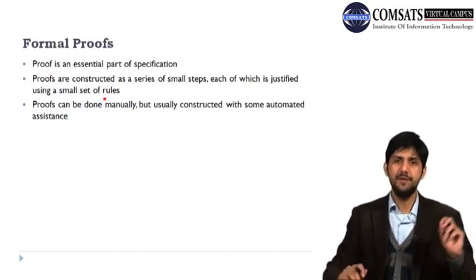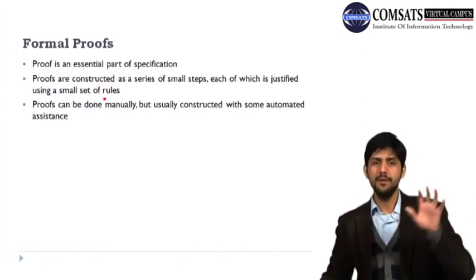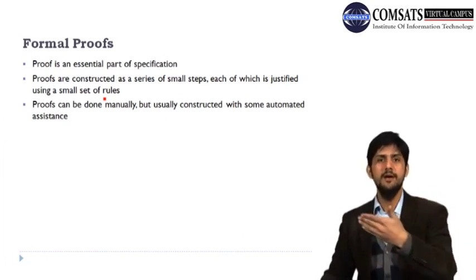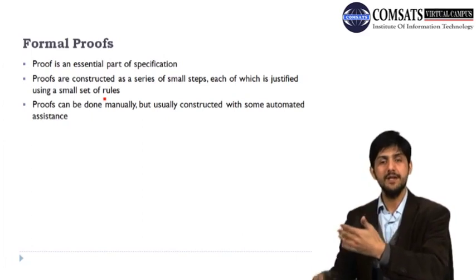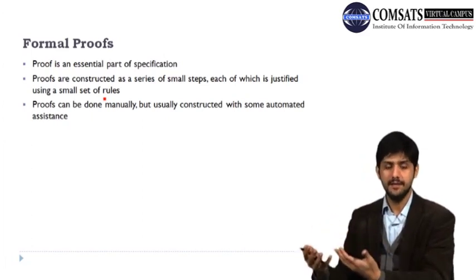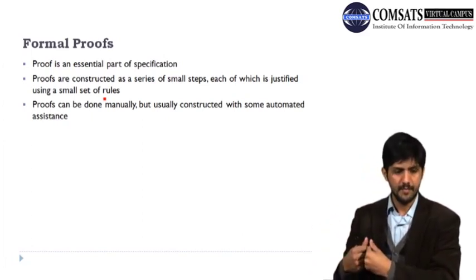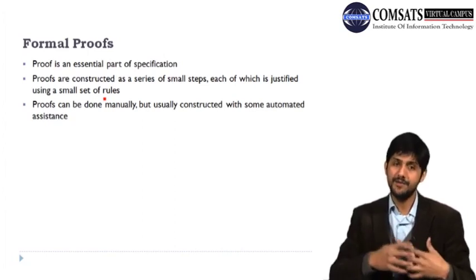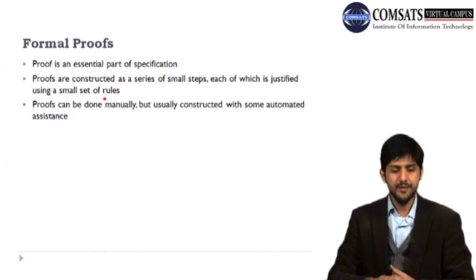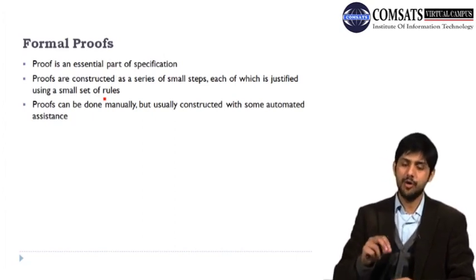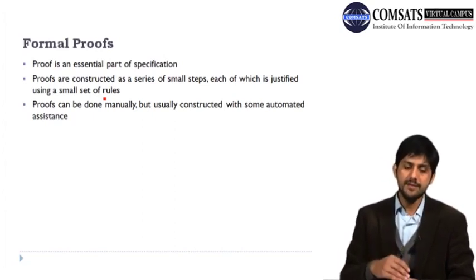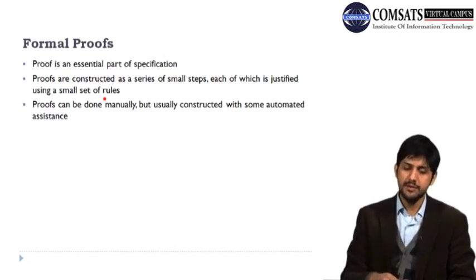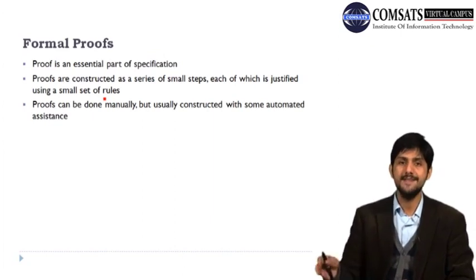So what are these proofs? We saw what these formal specifications are. We know that they are a formal or mathematical representation of the requirements or the specifications that we have in the form of diagrams, text, and natural language. So what are these formal proofs? Proof is an essential part of specification. Proofs are constructed as a series of small steps, each of which is justified using a small set of rules. Proofs can be done manually, but are usually constructed with some automated assistance.